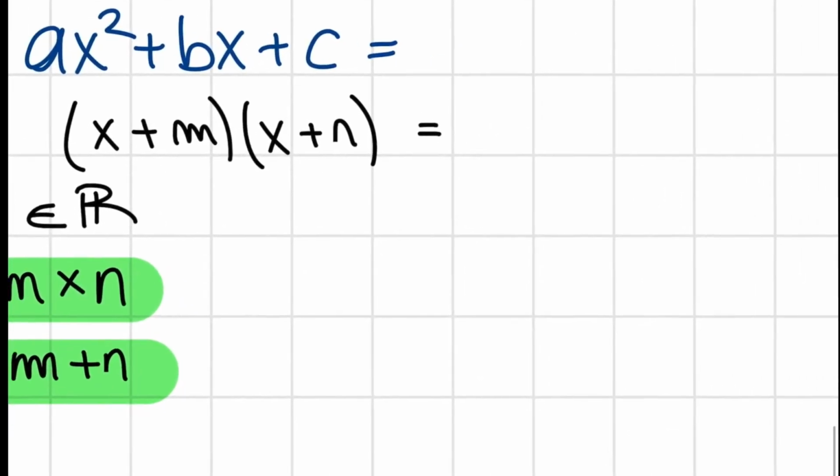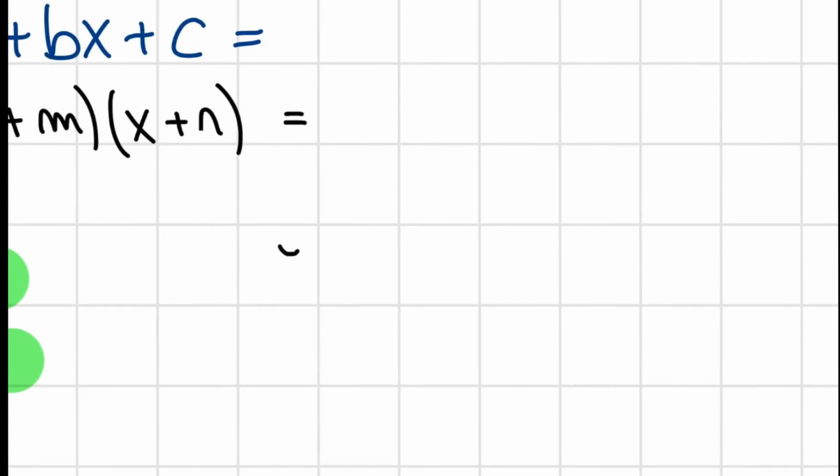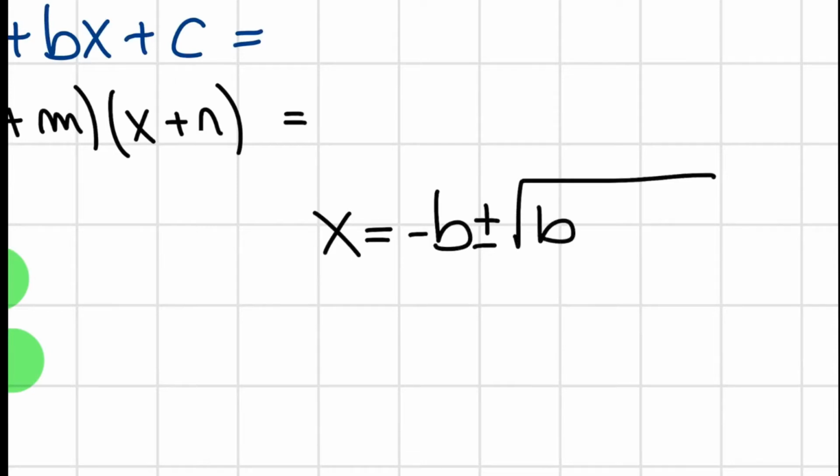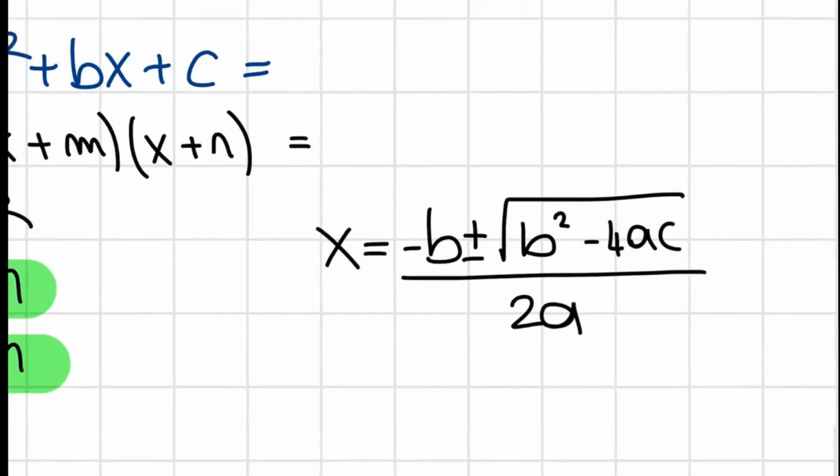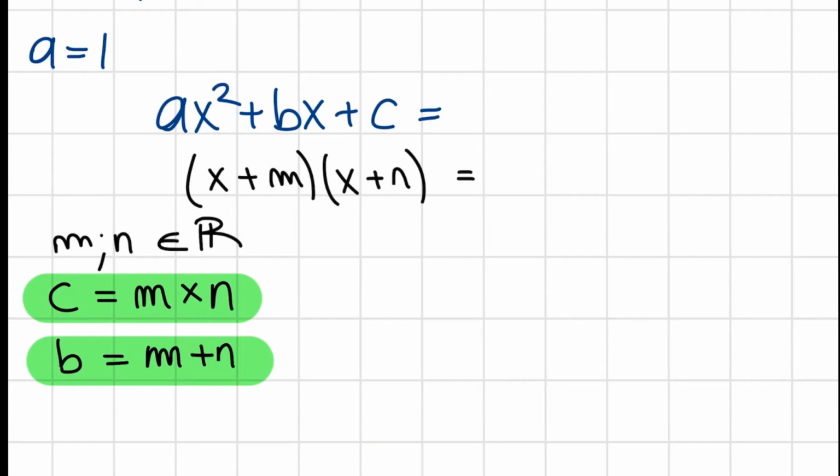Sometimes quadratics can't be factorized and you have to use the general formula, which is the following: x equals minus b plus or minus the square root of b squared minus 4ac, over 2a. Keep in mind these two rules because we're going to use them in our example.